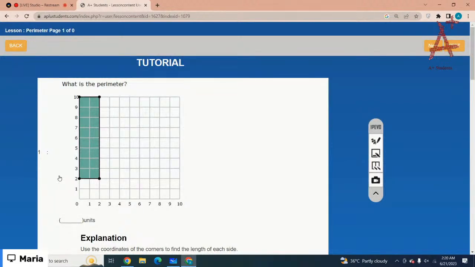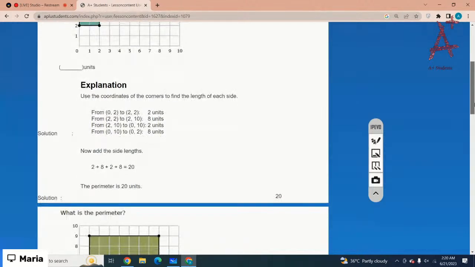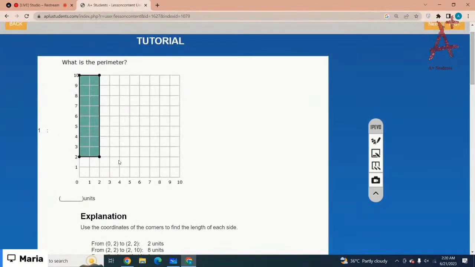Use the coordinates of the corner to find the length of each side. You can find the length directly. You don't need to use the coordinates, that is an easier way. You can just count the squares. 1, 2, 3, 4, 5, 6, 7, 8. That means the length of this side is 8 and this one is 2. That is a rectangle, so this would also be 8 and 2. Got it? That is an easier way.